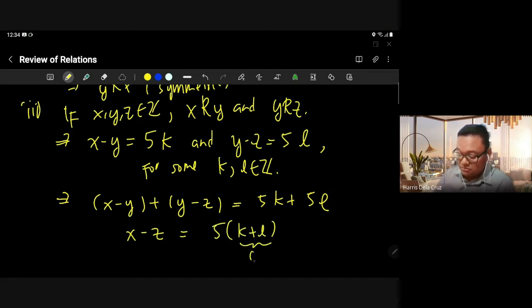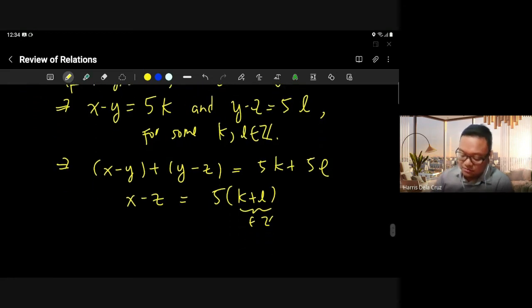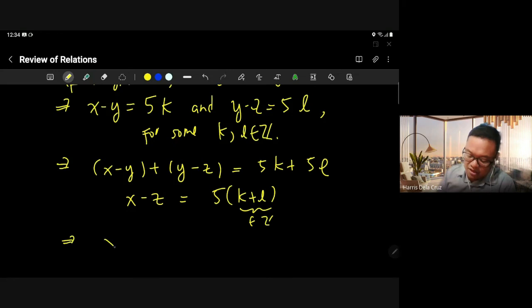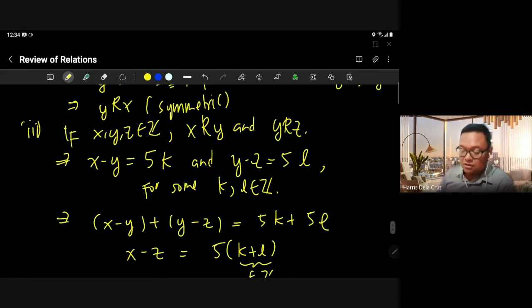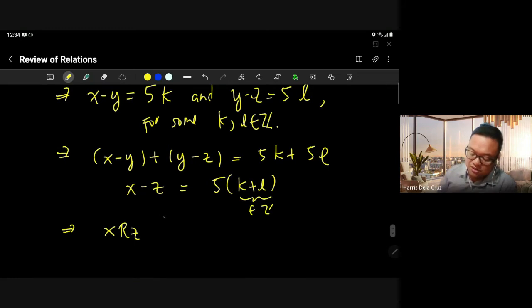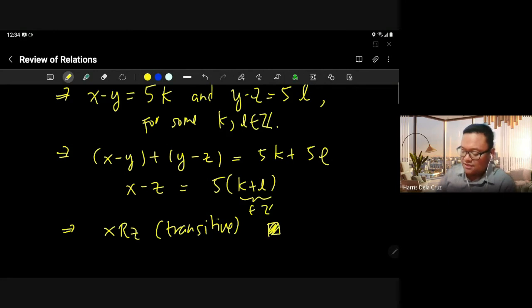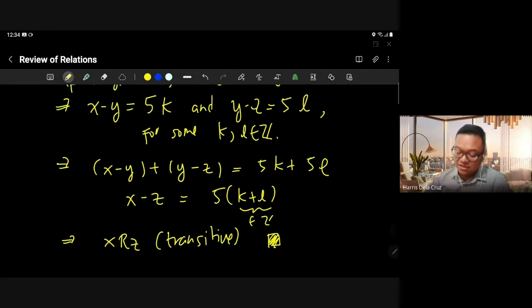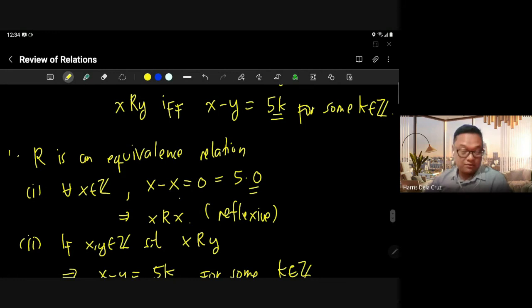Now, k plus l is still an integer. So, x minus z can be written as 5 times an integer. So, meaning, it follows the relation R. So, ibig sabihin, x is related to z. So, whenever you have x related to y related to z, you also have x related to z. Therefore, it's transitive. And so, it is an equivalence relation. Okay, that's number 1. It is indeed an equivalence relation.